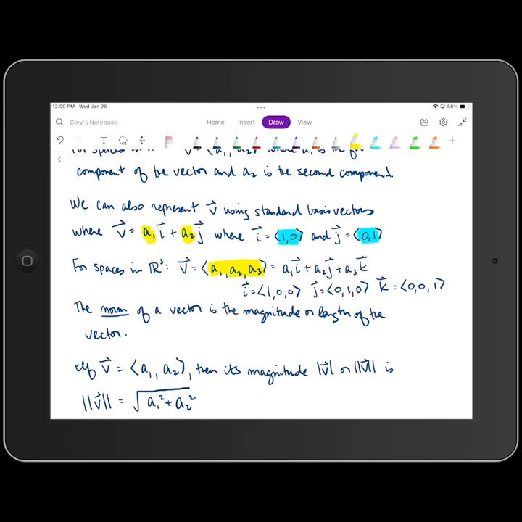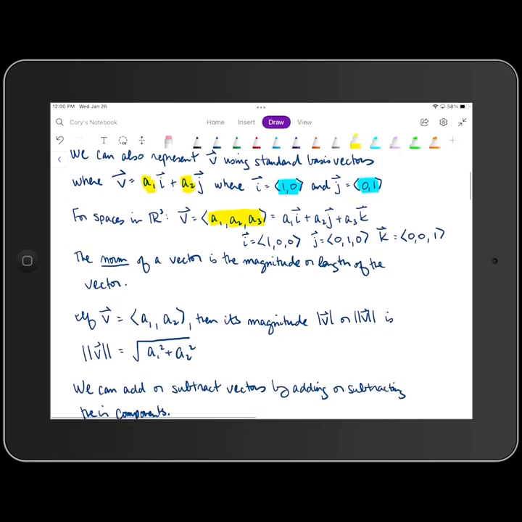Okay, so the magnitude or length or norm of a vector is calculated by taking the square root of the first component squared plus the second component squared. Okay, so you can think of it, if you parallel it to something that you've learned in the past, it's kind of similar in some ways to the Pythagorean theorem.